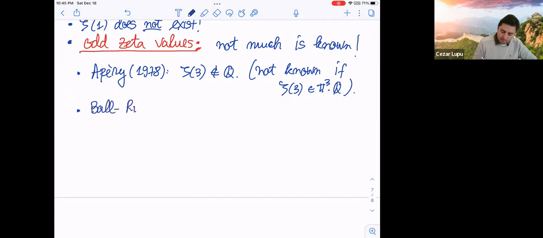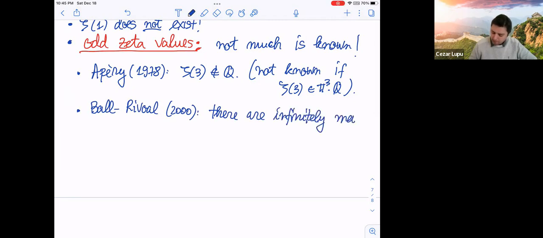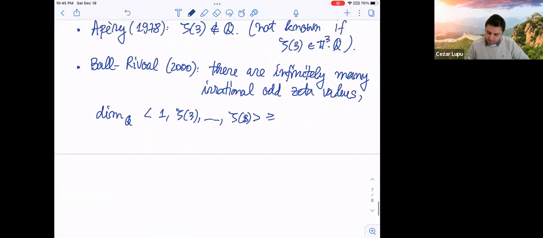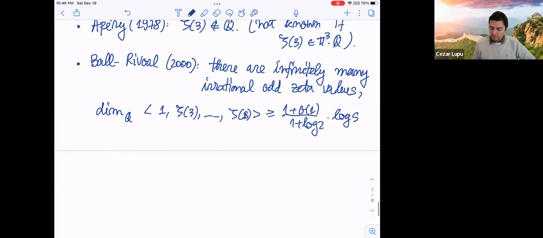Then Ball and Rivoal in 2000 proved that there are infinitely many irrational odd zeta values. In fact, they proved even more than that. They proved that the dimension over Q of the space spanned by odd zeta values is greater than (1 plus o(1)) over (1 plus log 2) times log s. So clearly, as s approaches infinity, there are infinitely many irrationals.